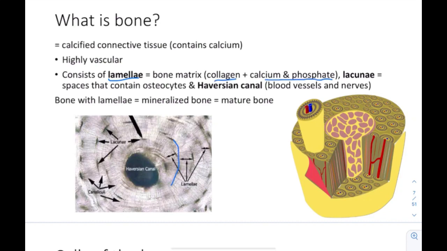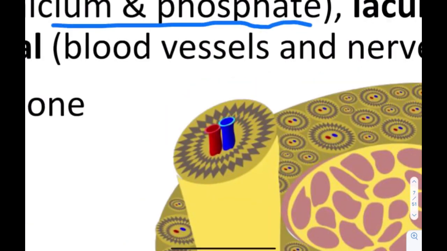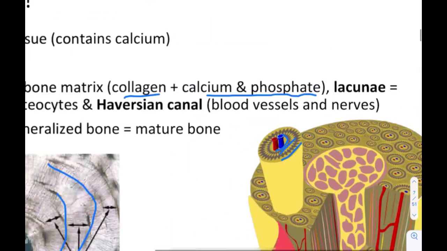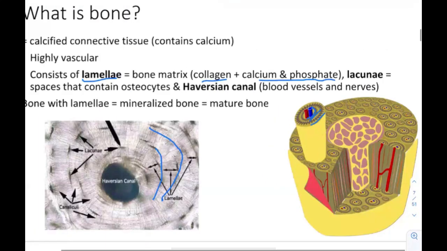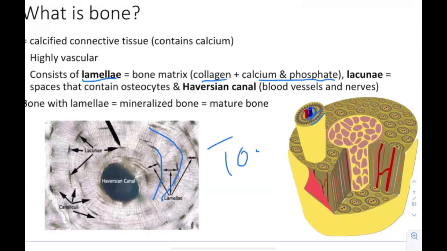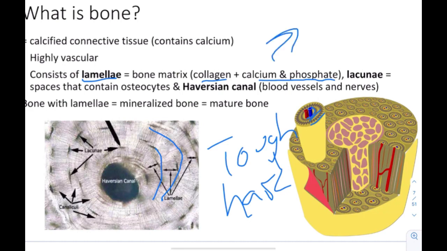So right here, these concentric circles, and right here, the yellow, the concentric circles, are the lamellae. They're the part of the bone that gives the bone its toughness. The toughness of the bone or the hardness of the bone is due to the lamellae. It's made of collagen and calcium and phosphate. The calcium and phosphate, they're called hydroxyapatite.